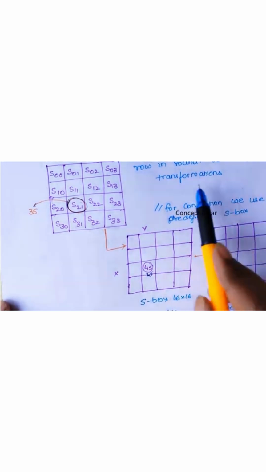Substitute of the bits in round 1, we are performing 4 transformations. For convention we use predefined S boxes. Here for example, if the data is 35, after substitution we will get the 45.